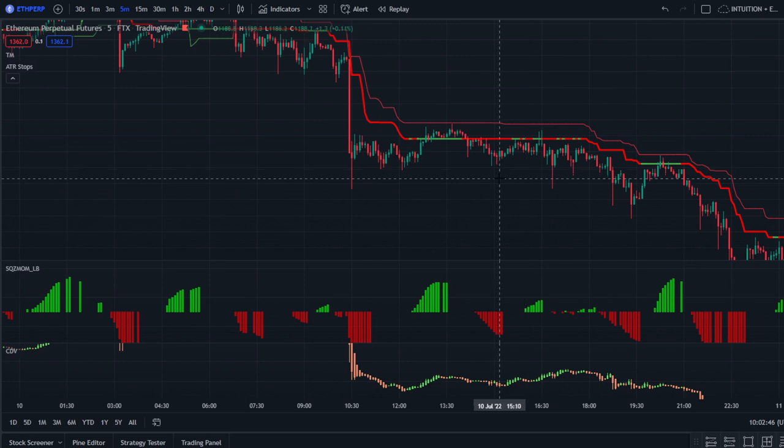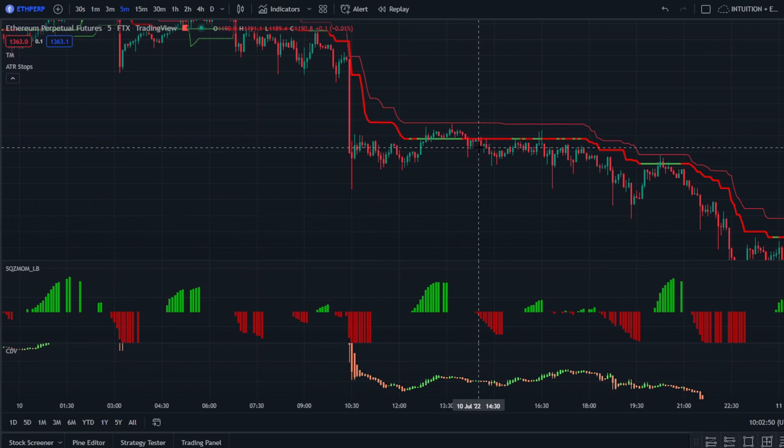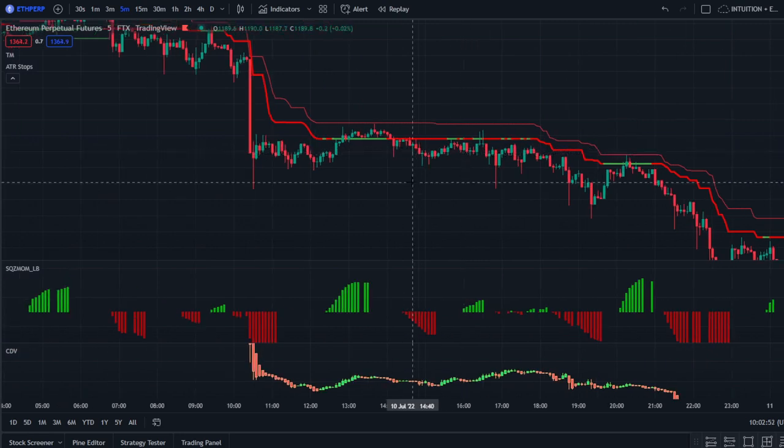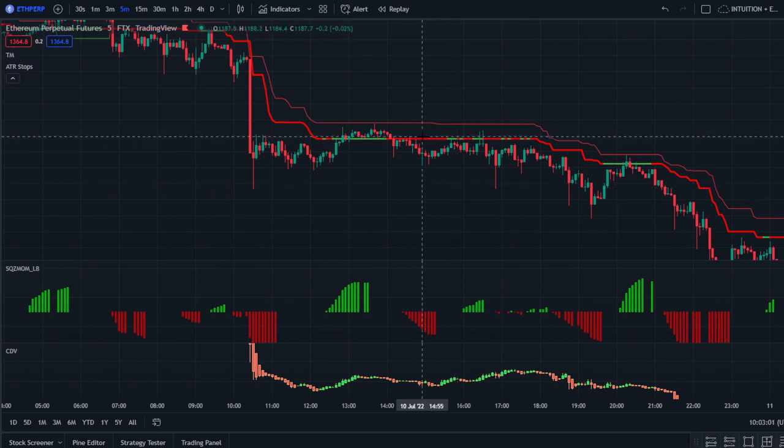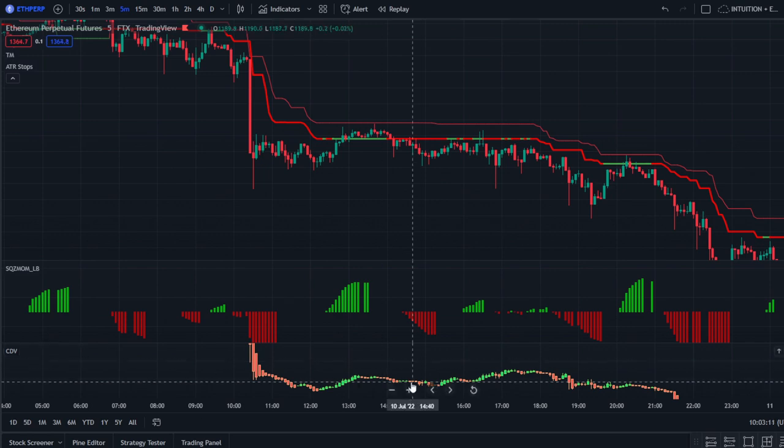Okay, now that we have all the indicators that we need, I'm going to show you guys the strategy that we'll be using. For this strategy, there are 4 conditions that need to be met. First up, if you're trying to enter a short position, the line of the trend magic must be red. The price also must be below the trend magic, and the squeeze momentum must be red, and the cumulative delta volume must be red as well.